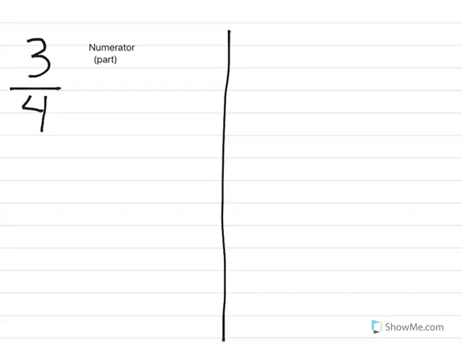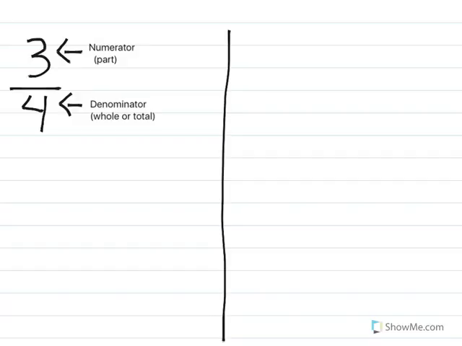So in fractions, each part has a specific name. This top number is called the numerator. This number tells you the part that you're looking at, how many of the parts are shaded or how many parts are not shaded. The bottom number is called the denominator. This number tells you how many pieces are part of the whole or how many there are in total.